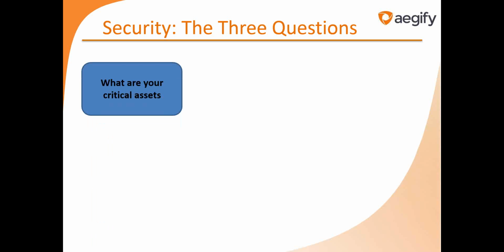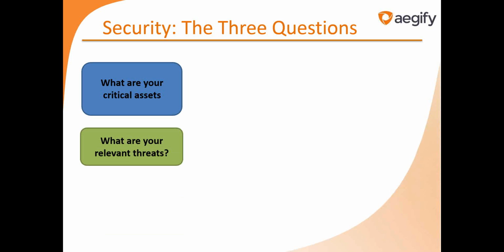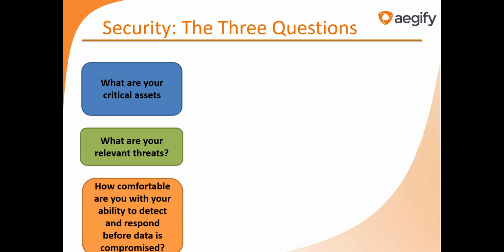So when we're talking about security, what we are really going after is asking three critical questions. One is, what are the critical assets in the organization that you're trying to protect? In the case of a healthcare organization, the answer could be PHI. As a covered entity, you would get patient information, customer information that needs to be secured. The second thing is, what are the relevant threats? And the third question is, does the organization have the ability to detect and respond before the data is compromised?